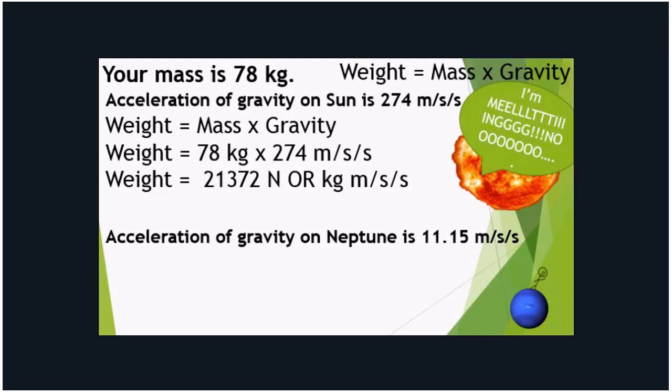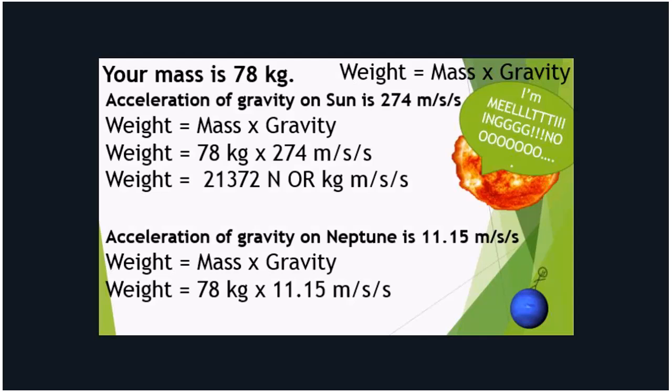So just like before, I'm going to take weight equals mass times gravity. Weight equals 78 kilograms times 11.15 meters per second, which gives us 869.7 newtons. Or you can say it's kilogram meters per second. This means that you weigh a little bit more on Neptune, but your mass did not change.